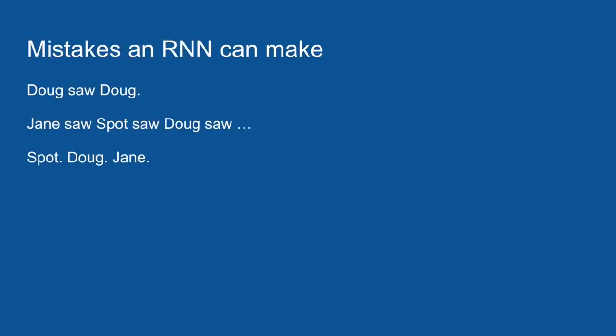So you may have noticed our neural network in its current state is subject to some mistakes. We could get a sentence, for instance, of the form, Doug saw Doug. Because Doug strongly votes for the word saw, which in turn strongly votes for a name, any name, which could be Doug. Similarly, we could get something like Doug saw Jane, saw Spot, saw Doug. Because each of our predictions only looks back one time step, it has very short-term memory, it doesn't use the information from further back, and it's subject to these types of mistakes.